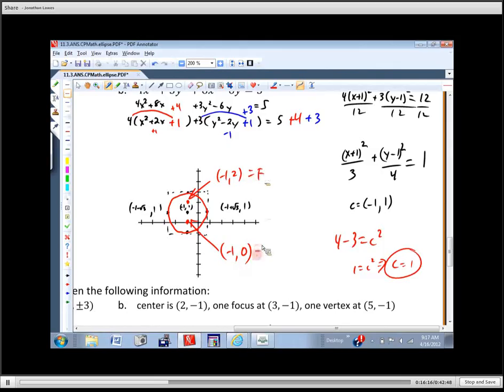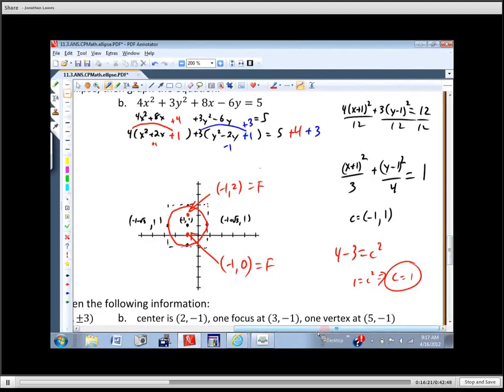Now, if I did all this work on a test and labeled that, would I get all the points? I should label 2 other points. I should label this point up here, and I should label this point down here. If I'm at -1, 1, and I go up 2, that would put me at -1, comma 3, and this would be -1, comma -1. Okay, any questions there? Easy enough? Okay, once you get the hang of these, they're really not too bad.